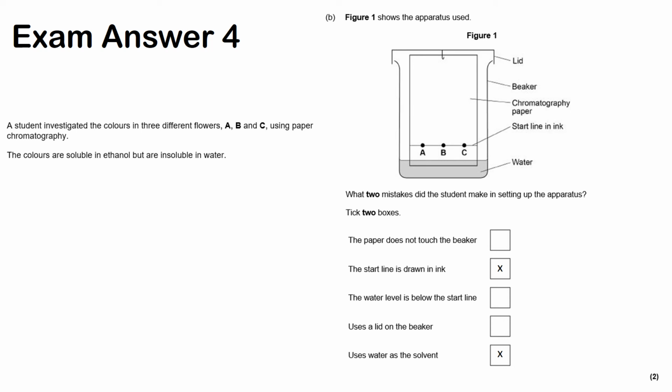Remember, go back to the beginning and it tells you the colours are soluble in ethanol but insoluble in water. So remember, if they're not soluble in water and water is your solvent, what's it going to do? Well, nothing. The spots are going to stay exactly where they are. They're not going to dissolve and they're not going to move up the paper. So the 2 mistakes that they made was the start line is drawn in ink and they've used water as the solvent. So the second one and the last one.